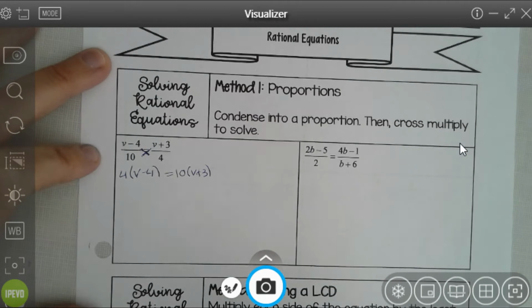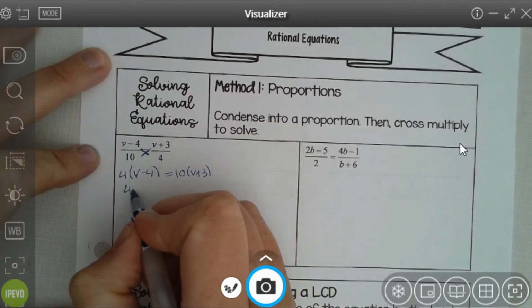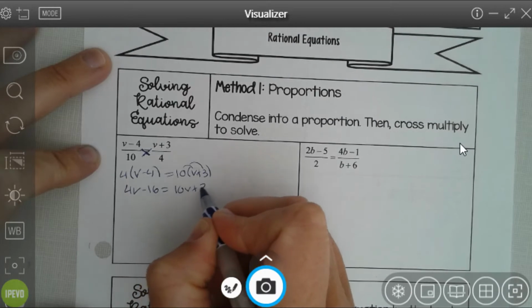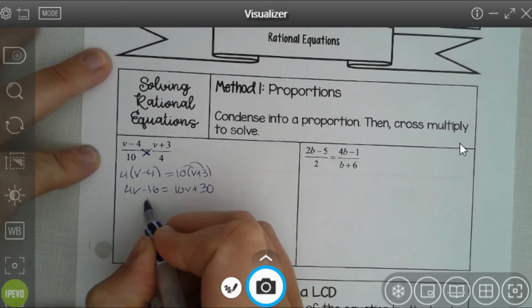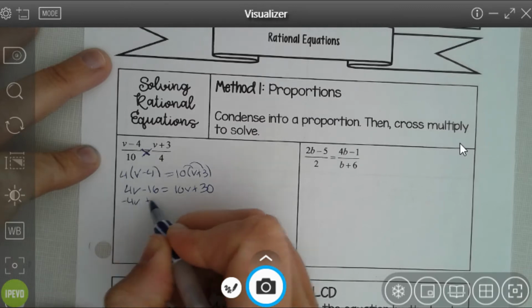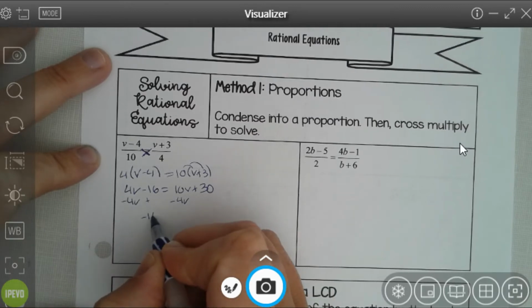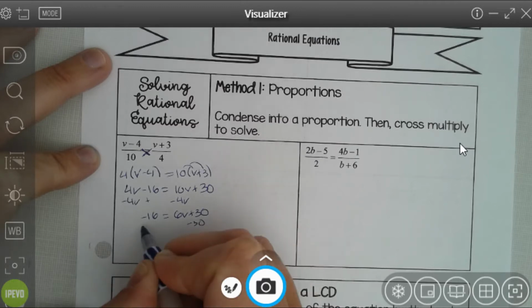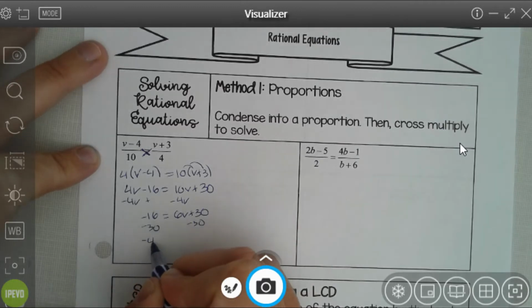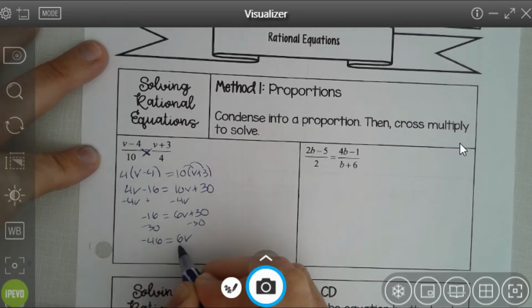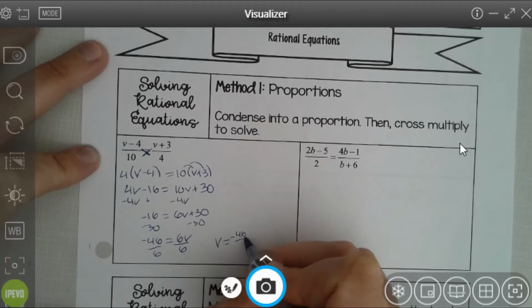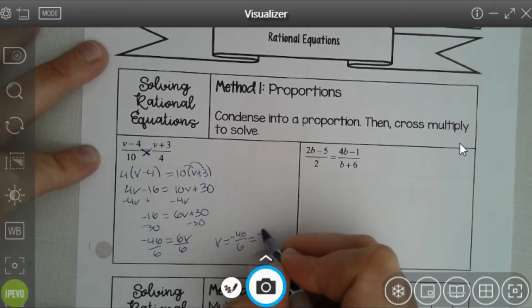Now we have a linear equation, and we're just going to go ahead and distribute. So 4v minus 16, multiply your 10 to both terms. And so I'm going to, let's see, that's minus my 4v over, and then minus my 30. Divide both sides by 6. So v would equal negative 46 over 6, and that reduces down to negative 23/3.